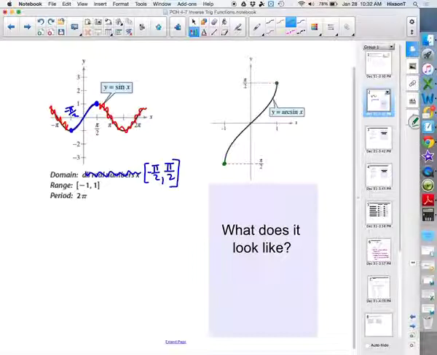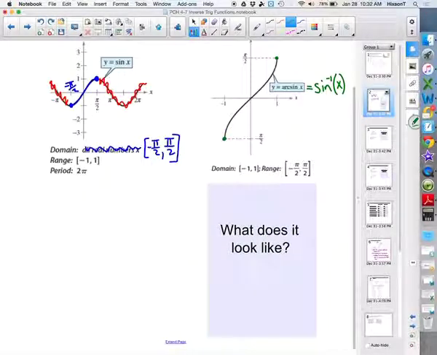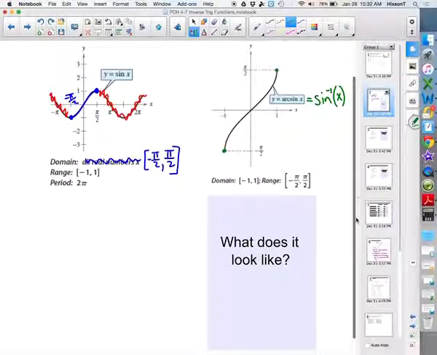Now, what is the domain of this arcsine function, which you could also write as inverse sine? What's the domain? From negative 1 to 1. Negative 1 to 1. Good. And what's our range? From pi over 2 to negative pi over 2. Exactly. Okay? So our domain and our range are simply the reverse of what the original sine function was. Okay?